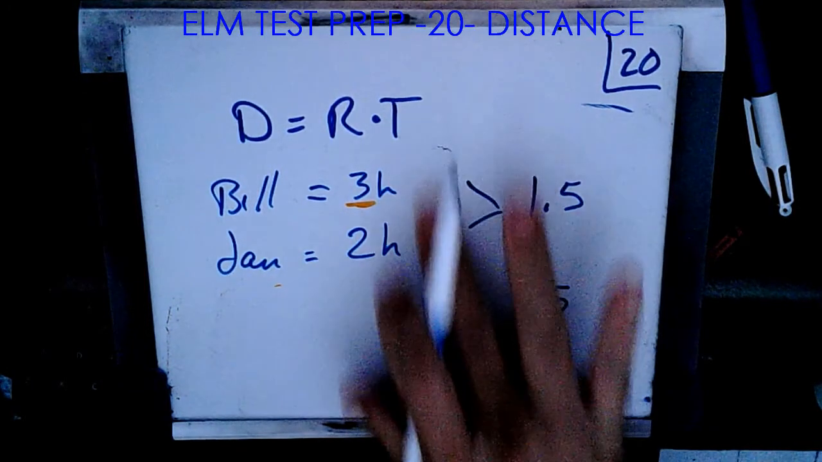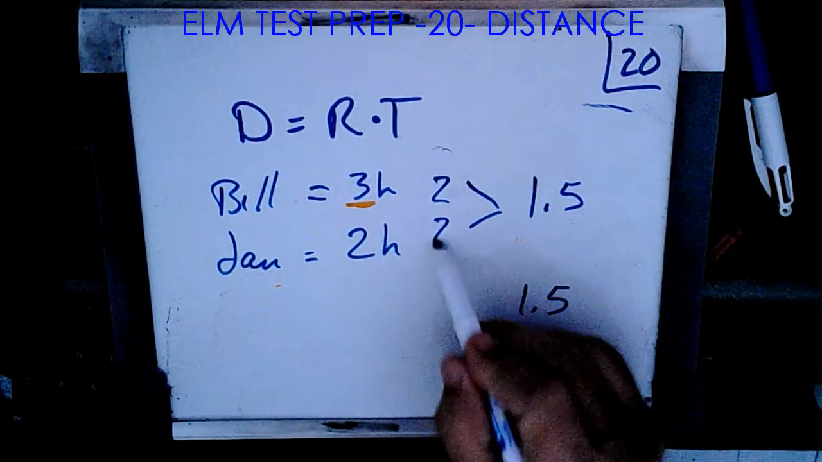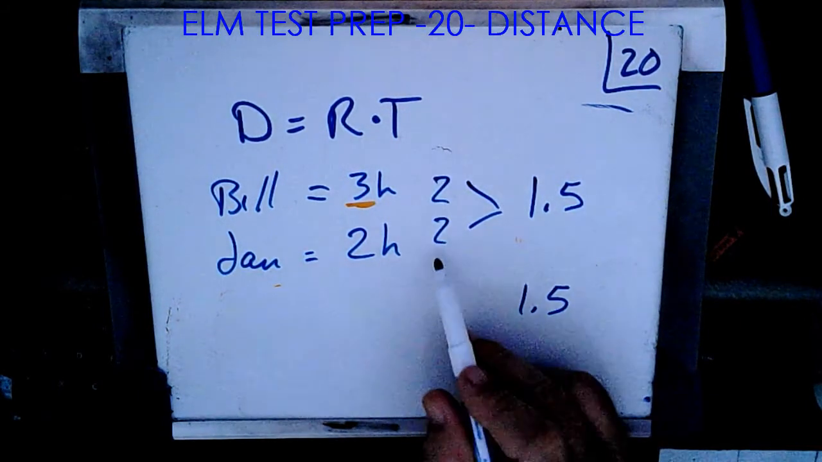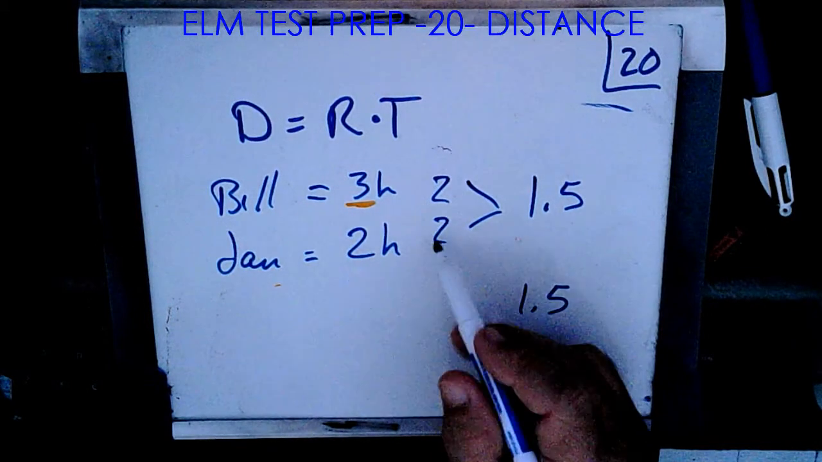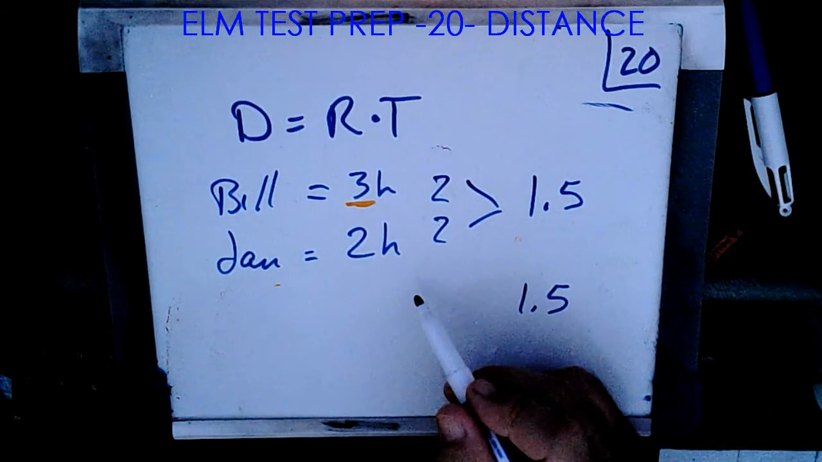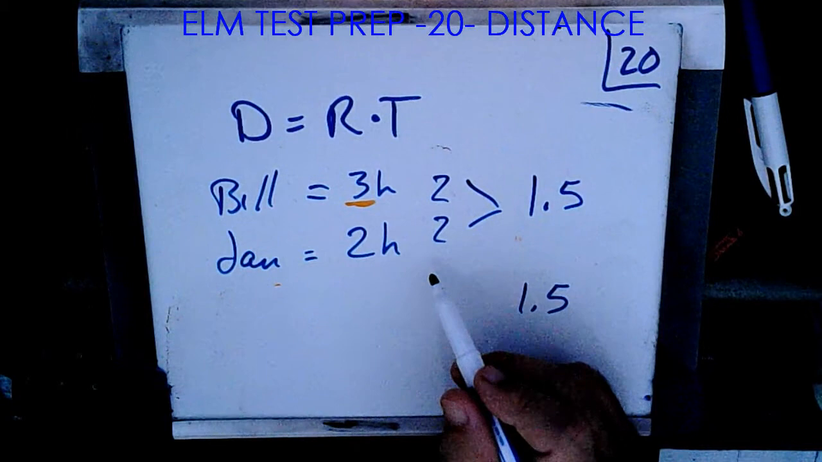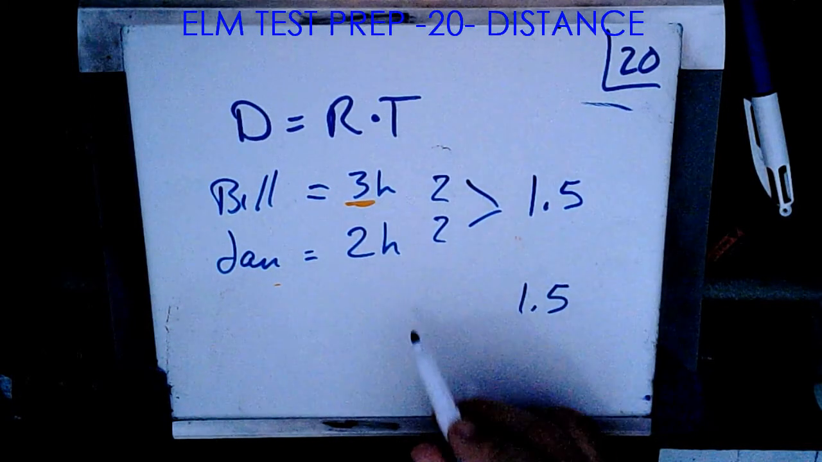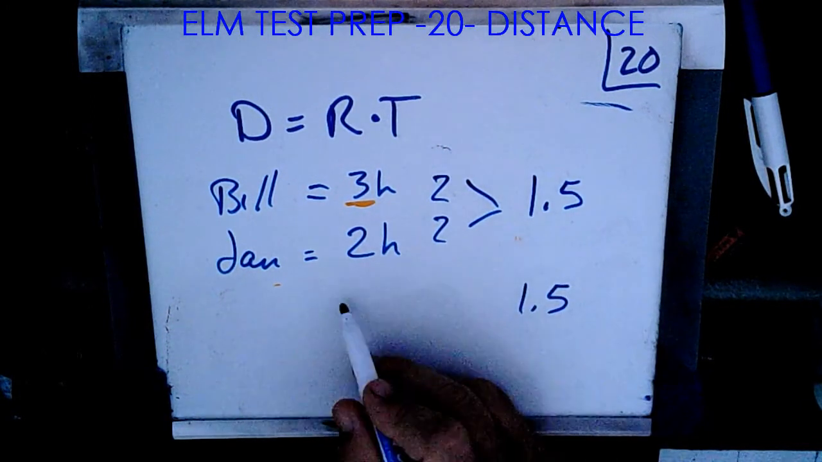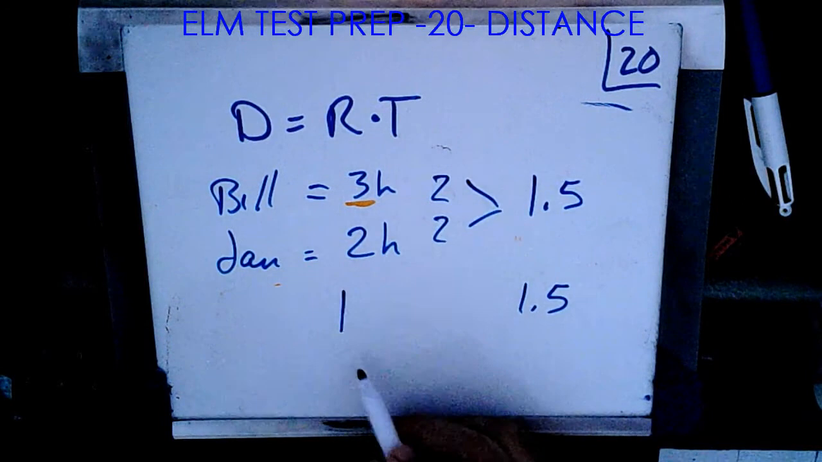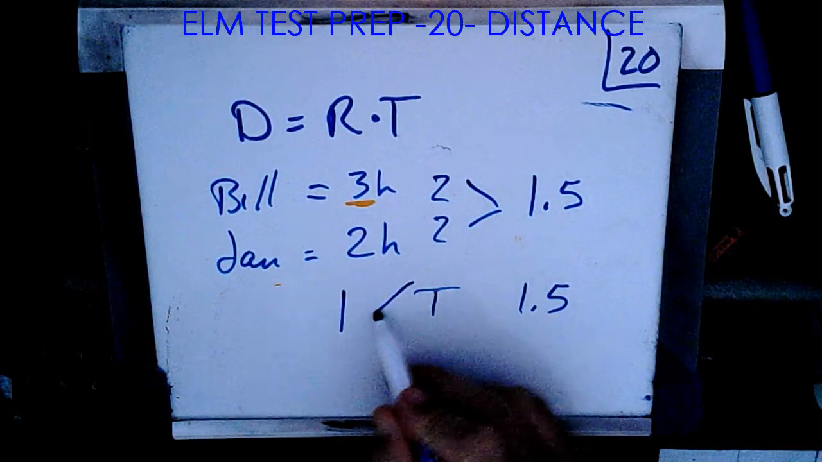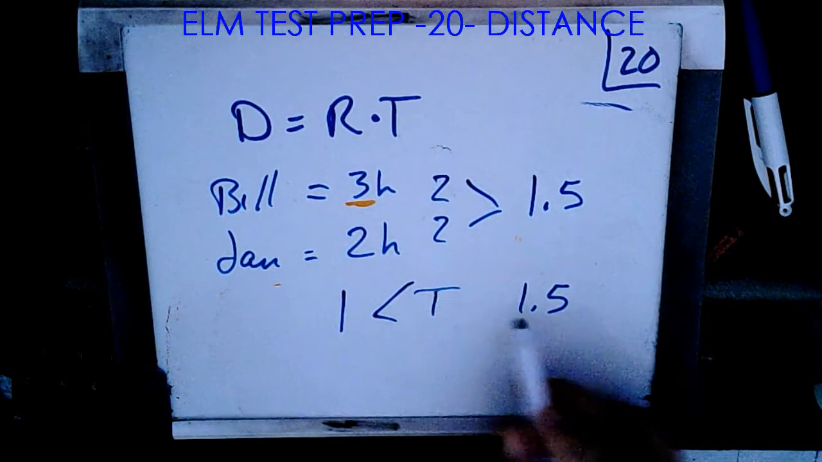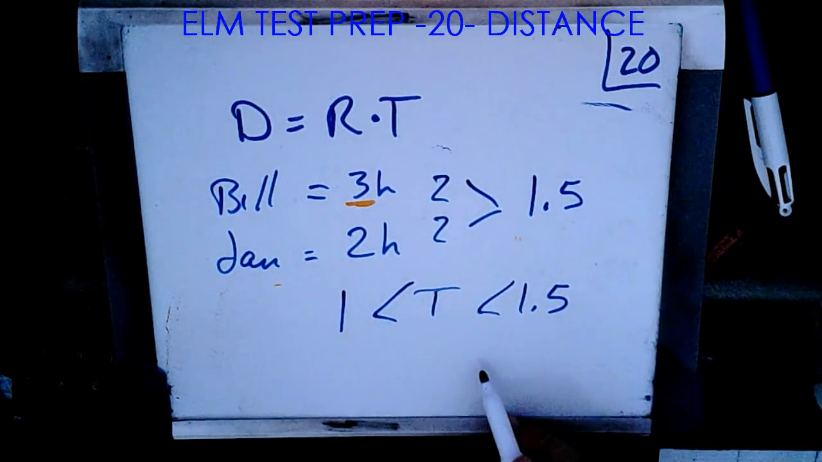But let's assume that they were both working at 2. Since Jan can work at 2, maybe she inspires Bill to work a little faster. So they're both working at a rate of 2, 1/2 the job per hour. So I'm going to combine that and say that, well, if they work together, it should only take them 1 hour. So the time that it's going to take them working together is somewhere between 1 and 1.5 hours.